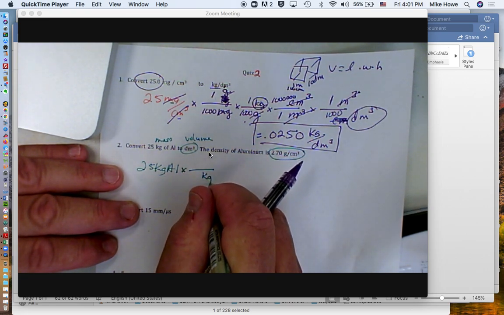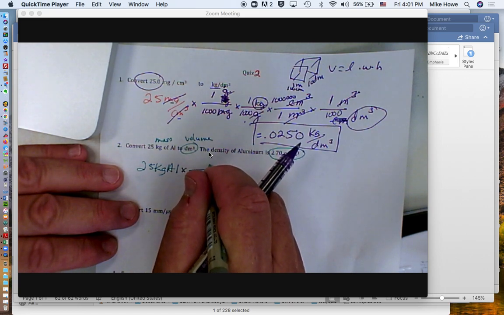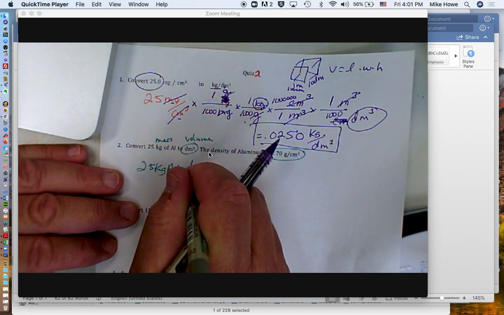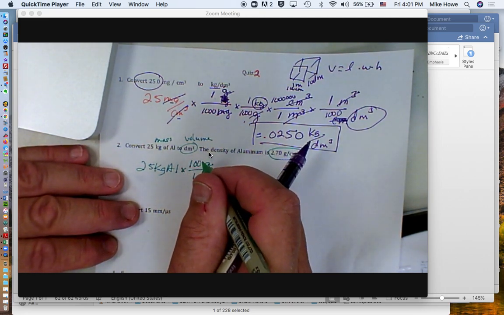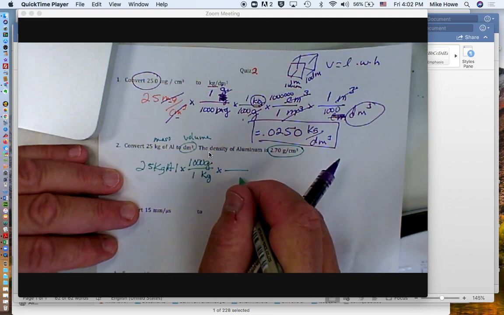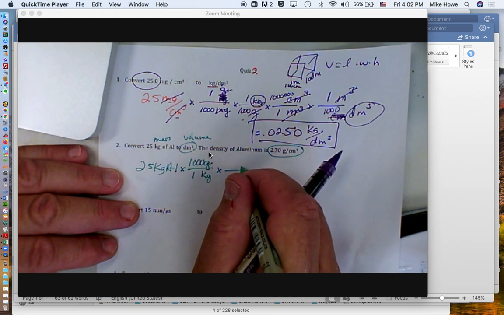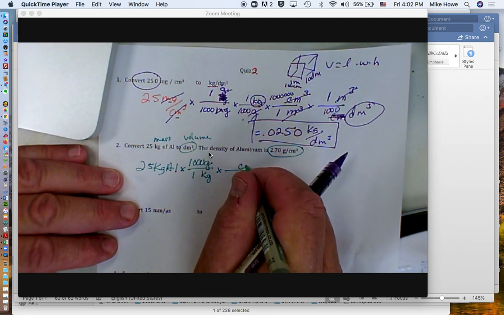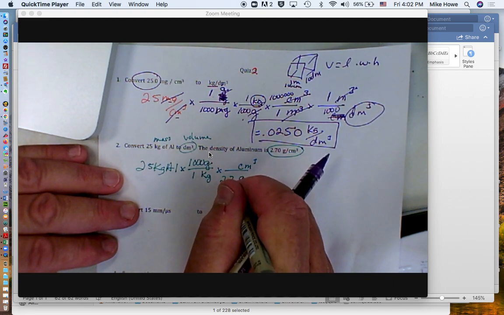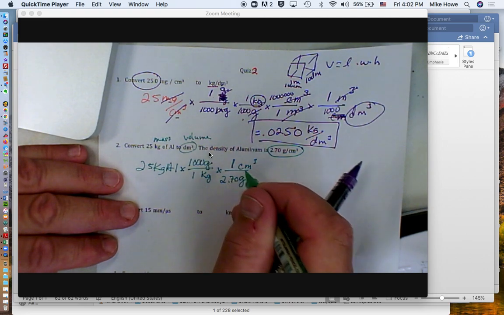So you need to get rid of kilograms. They go on the bottom. Put the grams on top, and 1 kilogram is 1,000 grams. Now you can put grams on the bottom and cubic centimeters on the top because we're given that. And this relationship says that 2.7 grams is 1 cubic centimeter.